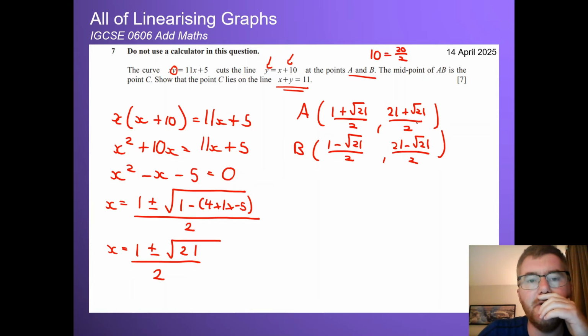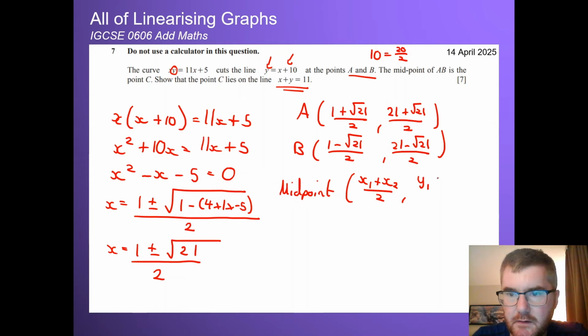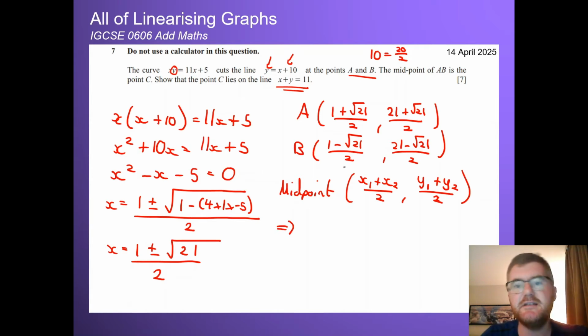And then show that the point C, we're looking for the midpoint of AB. So halfway between these points. So if we look for the midpoint, remember the formula for the midpoint is just x1 plus x2 divided by 2, y1 plus y2 divided by 2. So if we apply it to this, if we add these together, we get 1 plus 1 is 2, 2 divided by 2, that's 1. We do the same here because the plus root 21 and minus root 21 cancels, so we get 42 over 2.